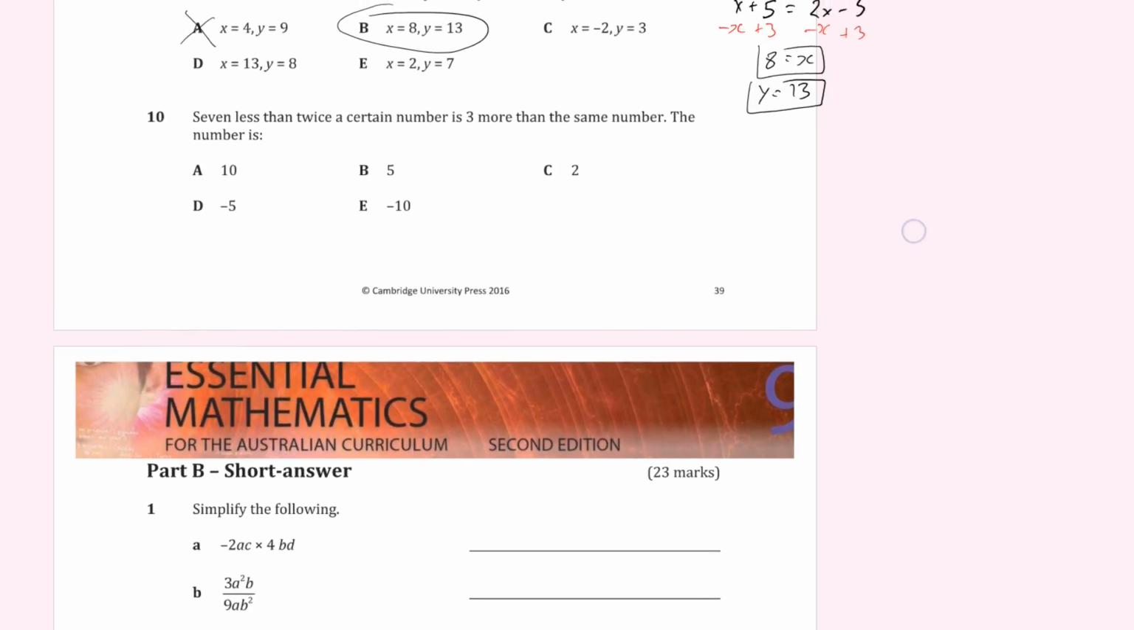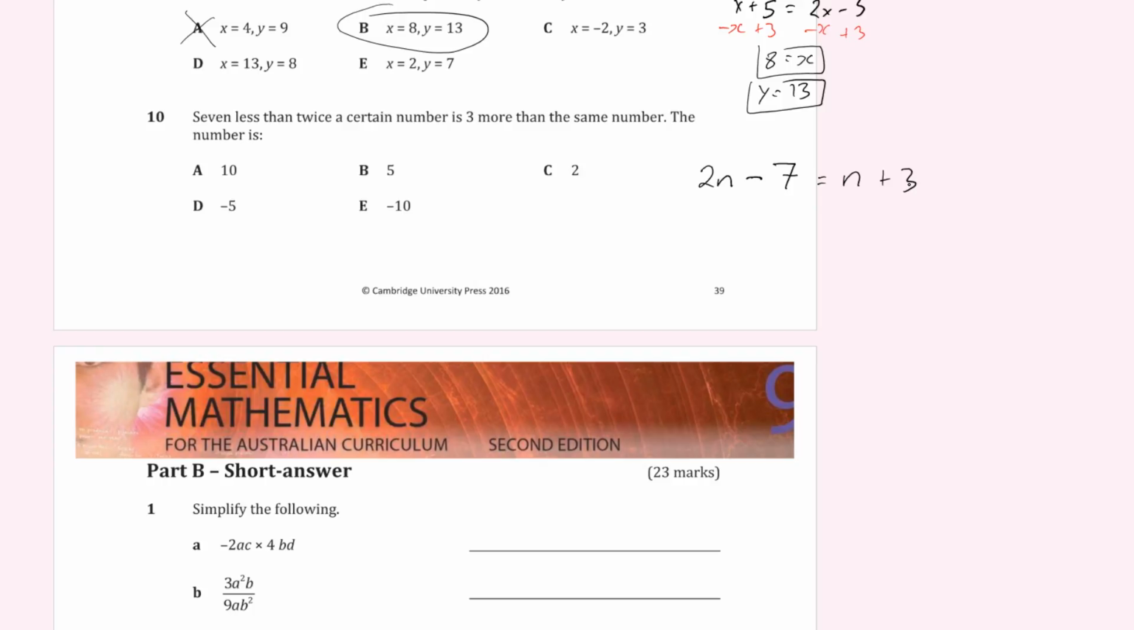Finally, last one in the multiple choice section. 7 less than twice a certain number is 3 more than the same number. Let's let the number be x, or n for number, why not? So 7 less than twice a certain number. Well, there's twice a certain number, 7 less than that number, so you've got to get that the right way around. 7 less than 2n, so I've got to subtract it from 2n, is 3 more than the same number. So there's the number plus 3.